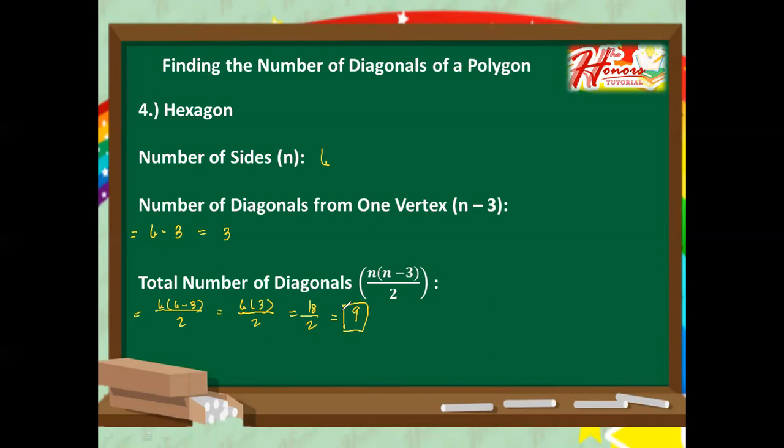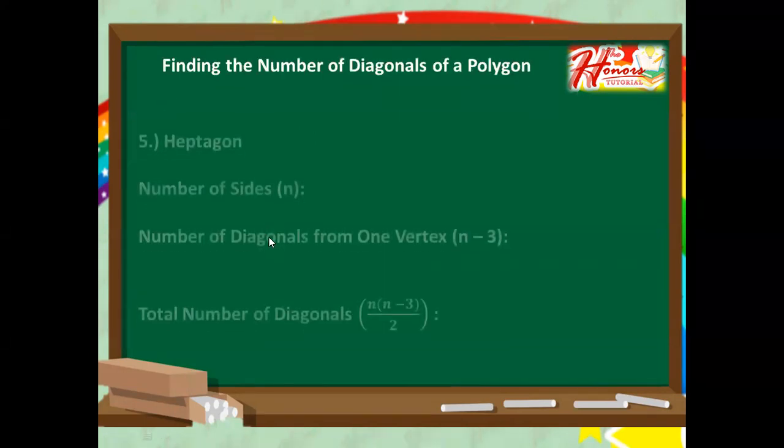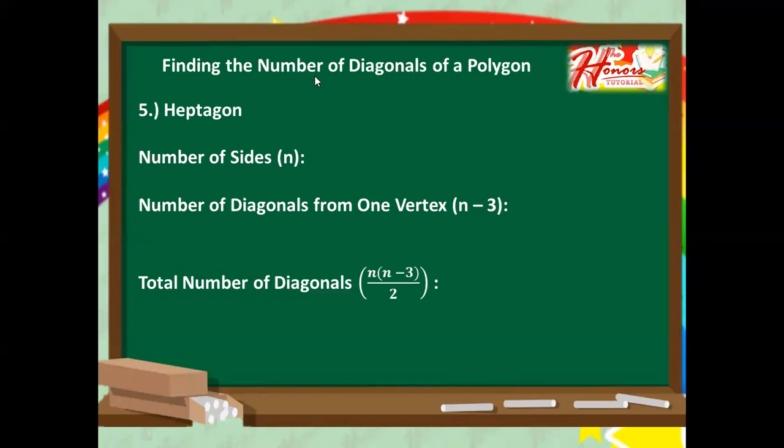So therefore, for hexagon, the number of sides is 6. The number of diagonals from one vertex is 3. And then the total number of diagonals is 9. Let us have our next example. Number 5, we have here the heptagon. Number of sides is 7. So let's write 7 here. Number of diagonals from one vertex, let's substitute 7 to n. So that is 7 minus 3. 7 minus 3 is 4.